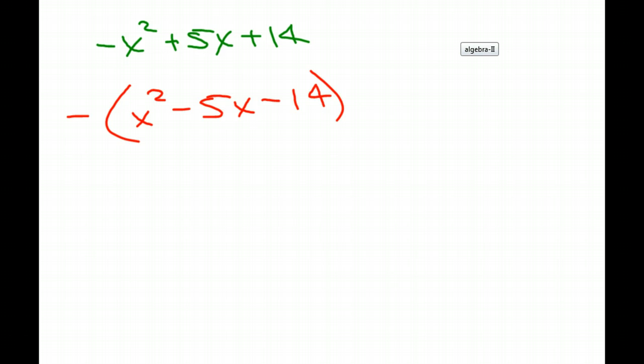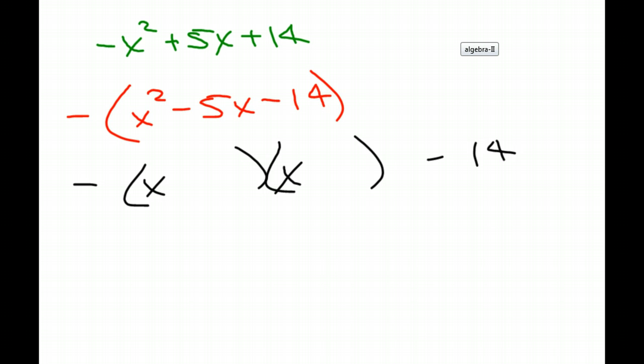So at this point I've got my negative, I'm going to make 2 parentheses, square root of my first term, find 2 numbers multiplied that give me negative 14, added give me a negative 5. Somebody said negative 7. So we've got a 7 and a 2. 7 times 2 gives me 14. 7 minus 2 gives me a 5. Now I just have to play around with my negatives.